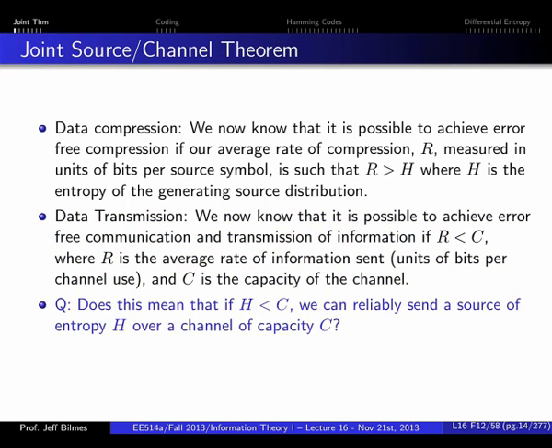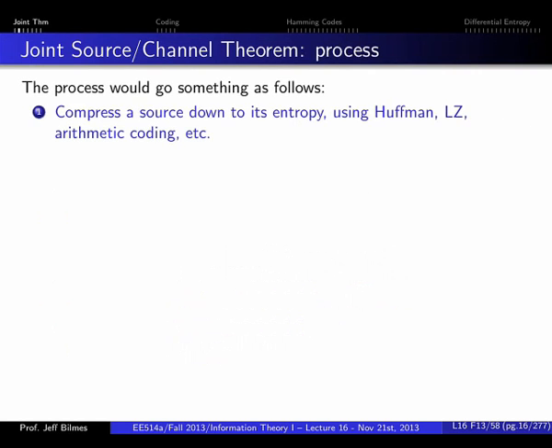So that's the question. If the entropy of the source that we're trying to send is less than the capacity of the channel, then does that mean we can send that source over a channel with vanishing probability of error as the block length gets big? That's what this joint source-channel theorem says, and that's what we formalize. It's certainly a reasonable assumption, but we need to prove it. So this is what we're going to do here.